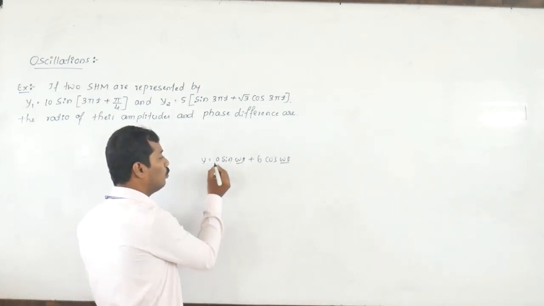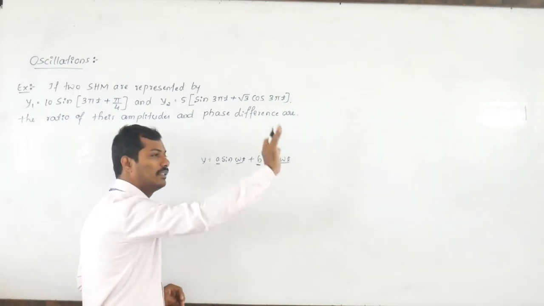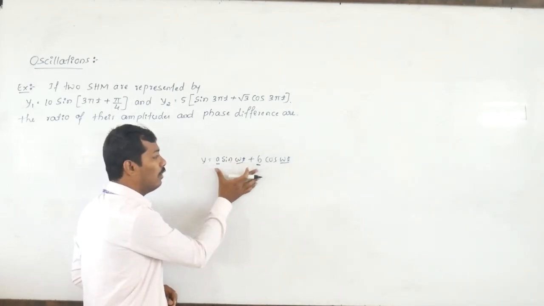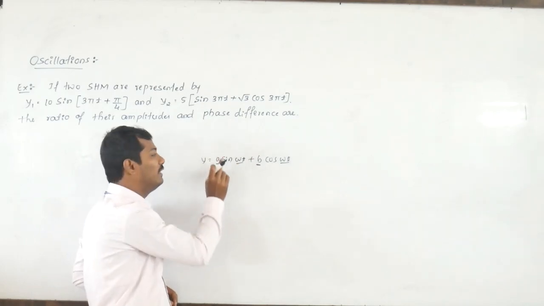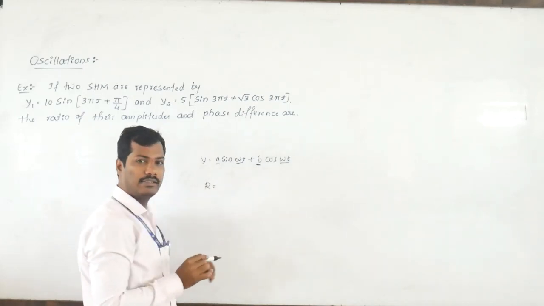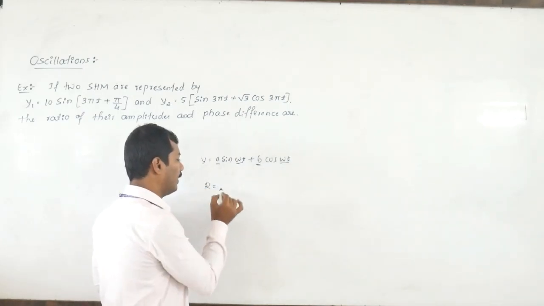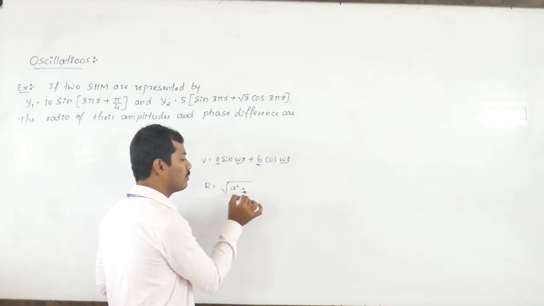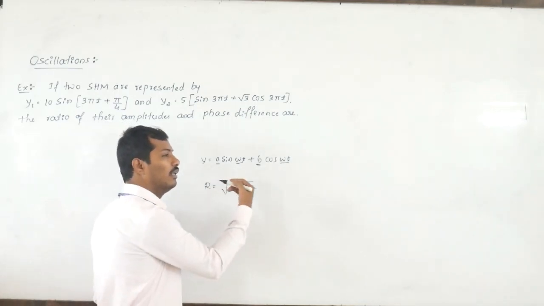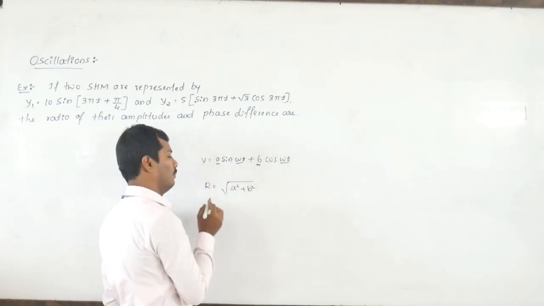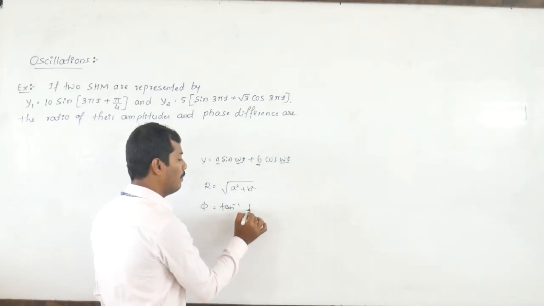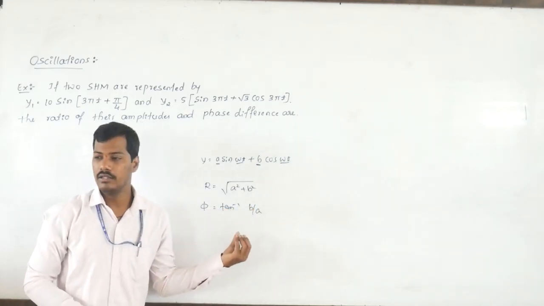Then the two amplitudes are there, one along the x-axis and another along the y-axis. We have to find the resultant amplitude of these two, A and B. We already discussed this in the last class. It is the root of a square plus b square. And the phase is phi equals tan inverse of b by a.